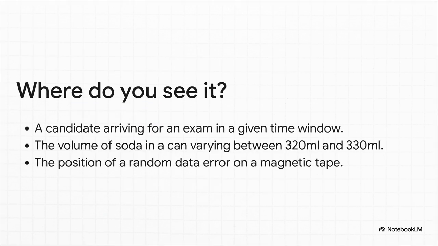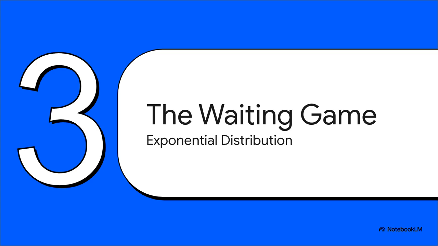So where does this level playing field actually pop up in the real world? Well, think about it. If someone's supposed to show up for an exam sometime within a 1-hour window, any minute in that hour is pretty much equally likely, right? Same goes for the exact amount of soda in a can or where a random computer error might happen on an old magnetic tape. Anytime you've got no real reason to expect one result over another, you're probably looking at a uniform distribution. Okay, on to our next character.